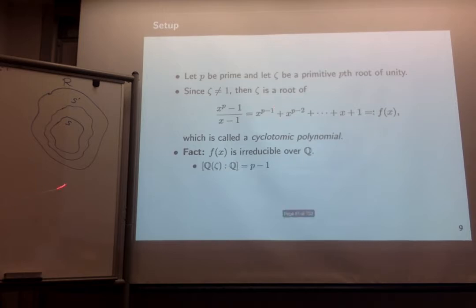When I look at Q adjoin zeta over Q, it has degree p minus 1, the degree of the minimal polynomial for zeta over Q. And as a basis for Q adjoin zeta over Q, I have the following: 1, zeta, zeta squared, all the way up to zeta to the p minus 1, which is less than the degree of the minimal polynomial.